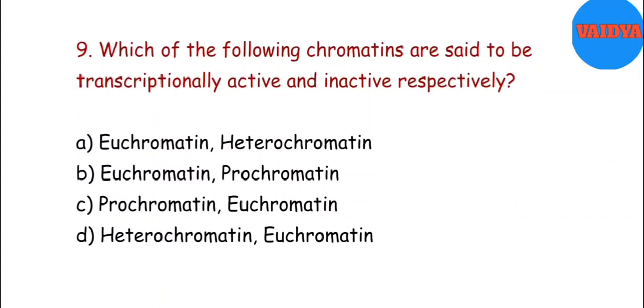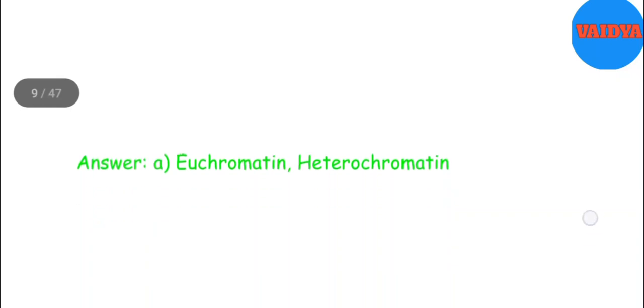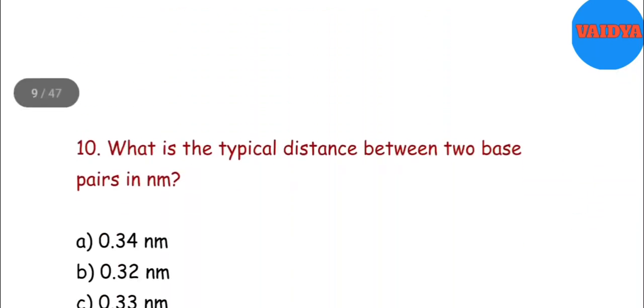9. Which of the following chromatins are said to be transcriptionally active and inactive respectively? A. Euchromatin, heterochromatin. B. Euchromatin, prochromatin. C. Prochromatin, euchromatin. D. Heterochromatin, euchromatin. Answer. A. Euchromatin, heterochromatin.